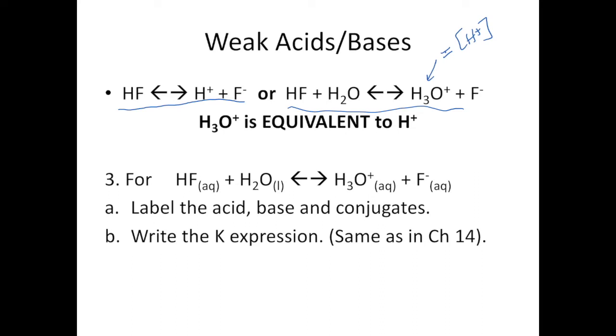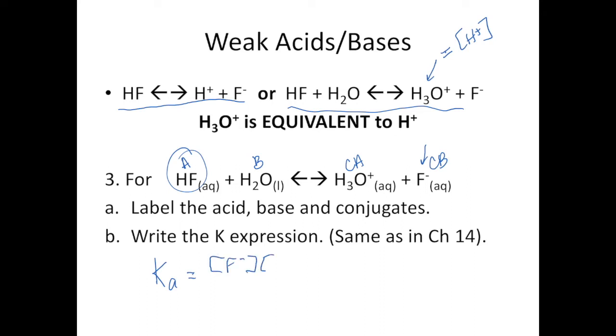Okay, let's look at 3. We've got to label acid, bases, conjugates. All right, well, here's my acid because over here it has lost that H plus, which means this is my base, this is my conjugate acid, and this is my conjugate base. Okay. All right, so now I get to write my K expression. If I have an acid in water, it's a Ka. If I have a base in water, it's a Kb.